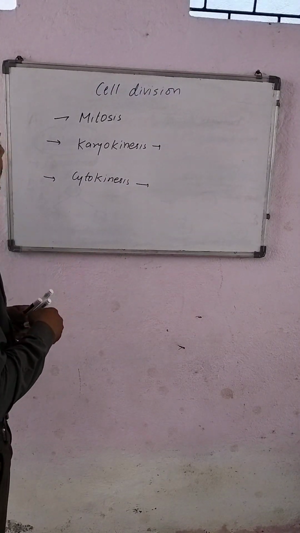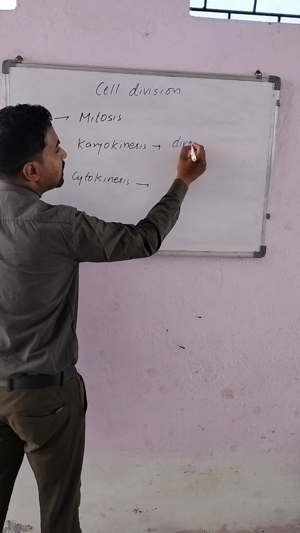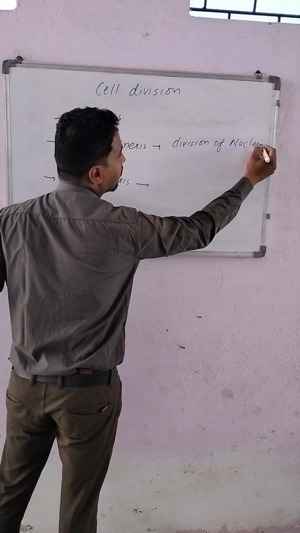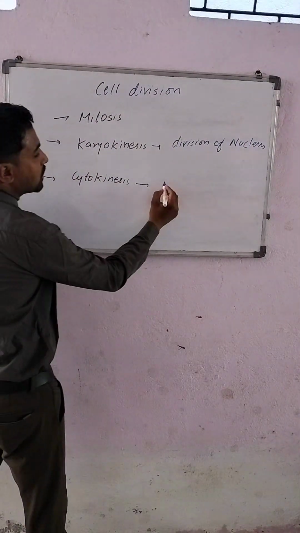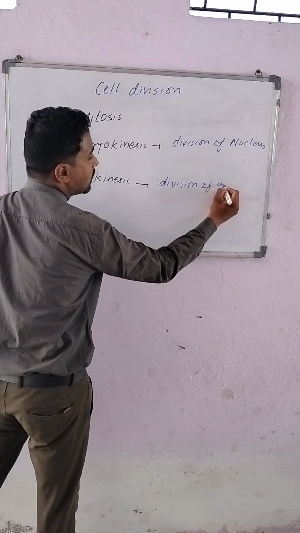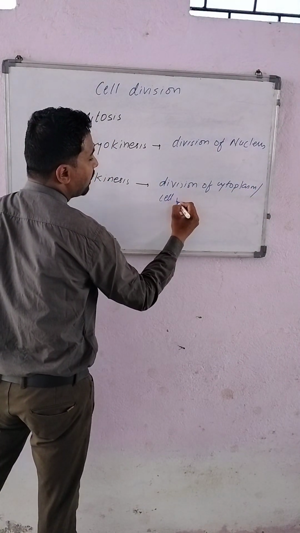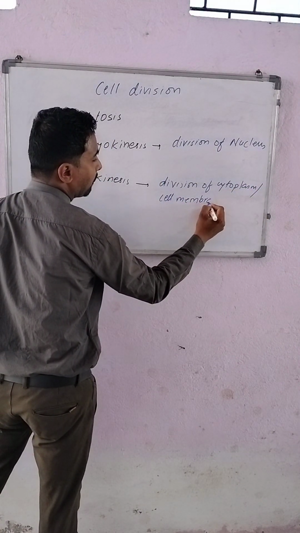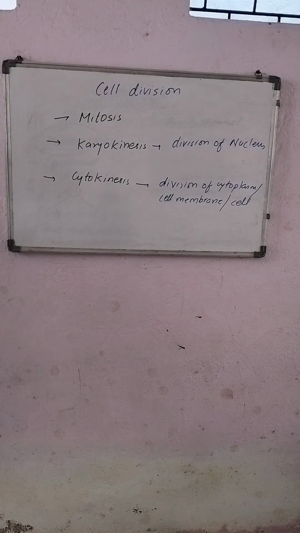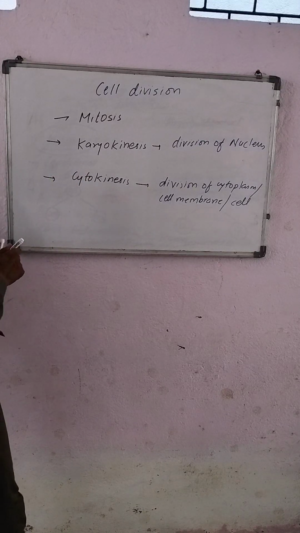Karyokinesis means division of the nucleus, while cytokinesis means division of the cytoplasm, cell membrane, or easily we can say the cell. This karyokinesis occurs in 4 phases.